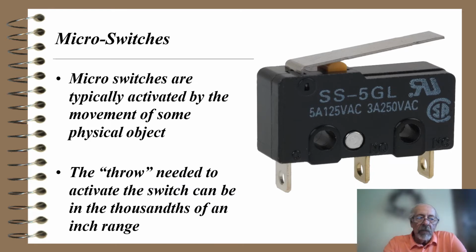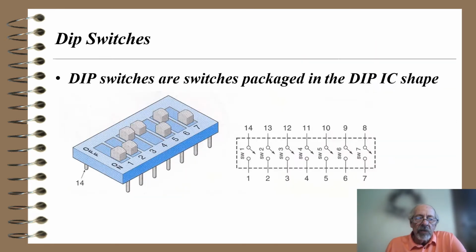Micro switches are another type of limit switch, and micro switches are typically activated by the movement, again, of some physical object. The throw needed to activate the switch can be in the thousandths of an inch range. And again, notice that you get a lever action here by this long piece of metal. If I move the end of it, I don't have to exert as much force, and it can cause the switch to open or close.